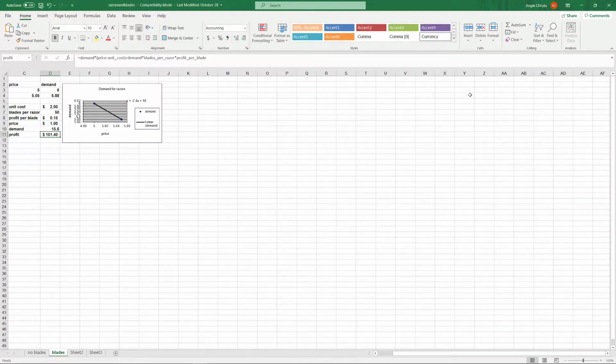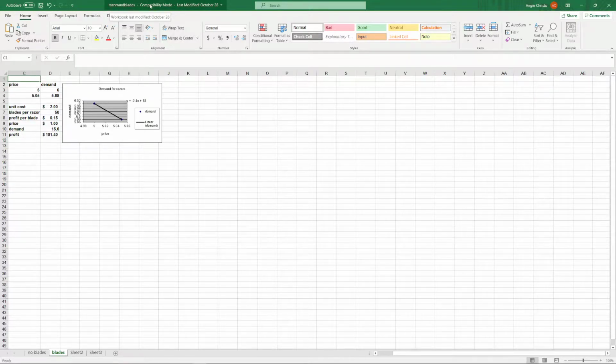So this is basically the second part of chapter 4. Okay. I am looking at the file razors and blades. Blades and no blades are the two worksheets down here, you can see.